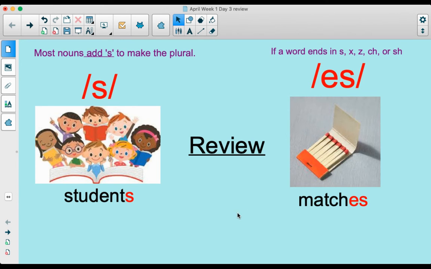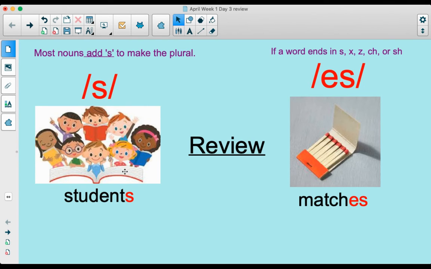Today we're going to review adding s and es to the ends of words to make them plural. Remember, most nouns, you just add an s to make it plural. But if a word ends in s, x, z, ch, or sh, you're going to add es to the end of the word. Look at this first picture.